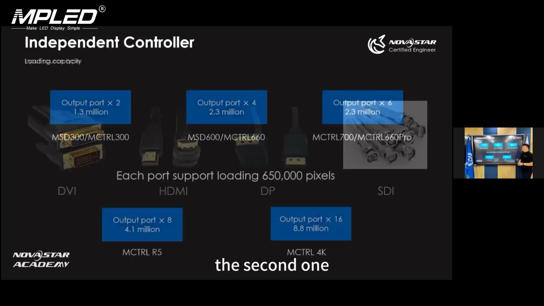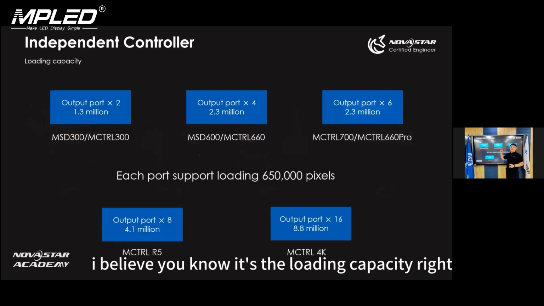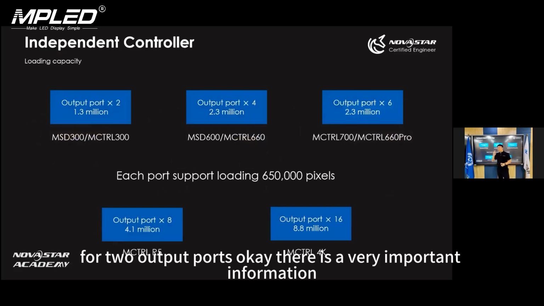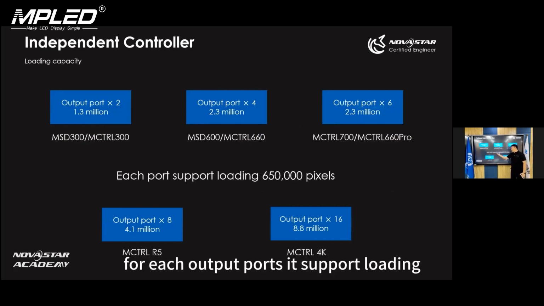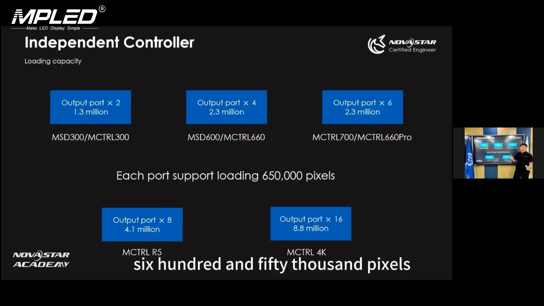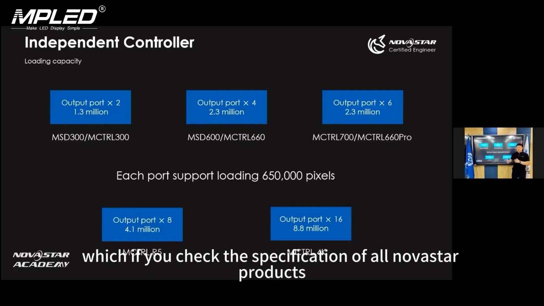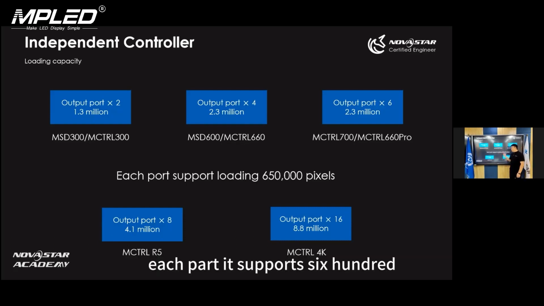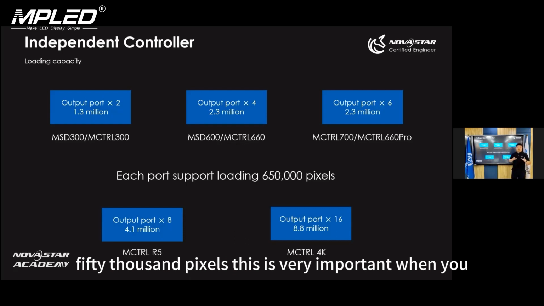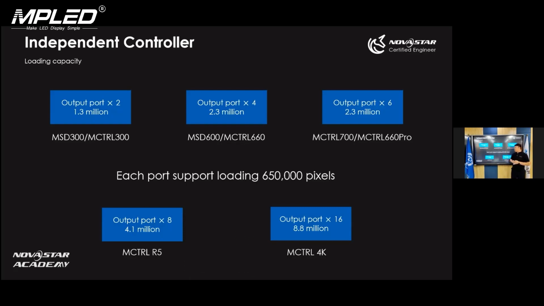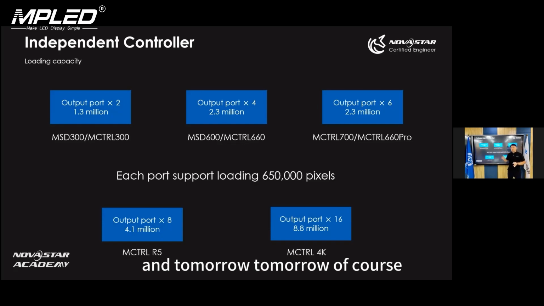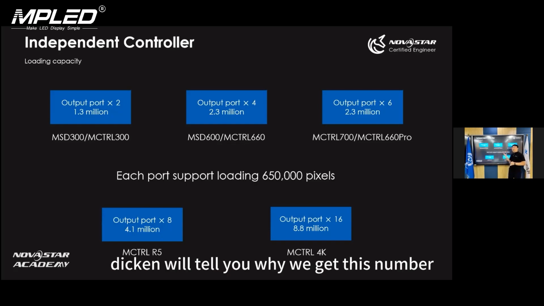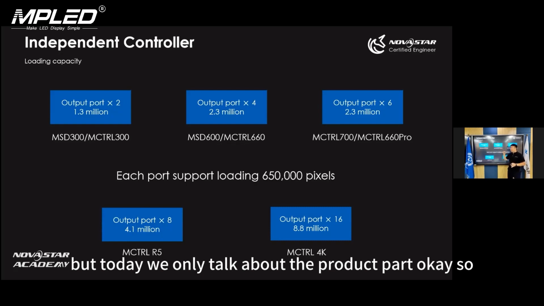And the second one, I believe, is the loading capacity, right? For the output ports, there is very important information. Each output port supports loading 650,000 pixels, which, if you check the specification of all Novastar products, each port supports 650,000 pixels. This is very important when you design a project. And in tomorrow's course, Deacon will tell you why we get this number. But today we only talk about the product part.